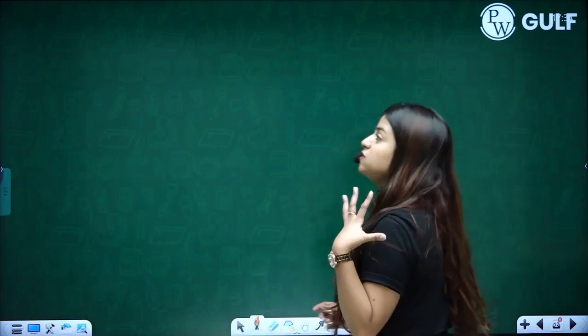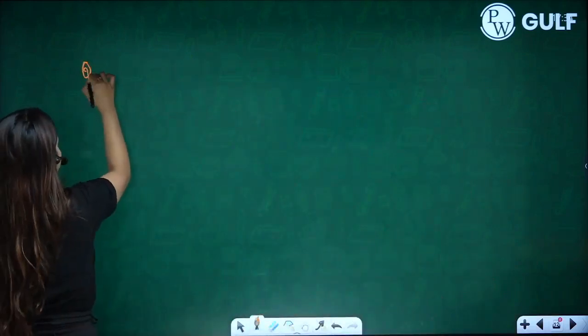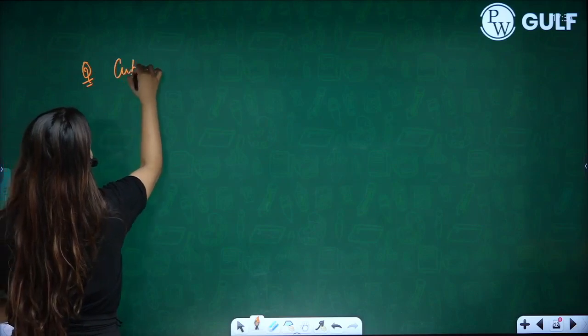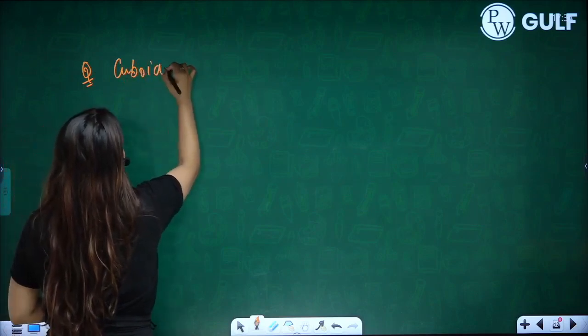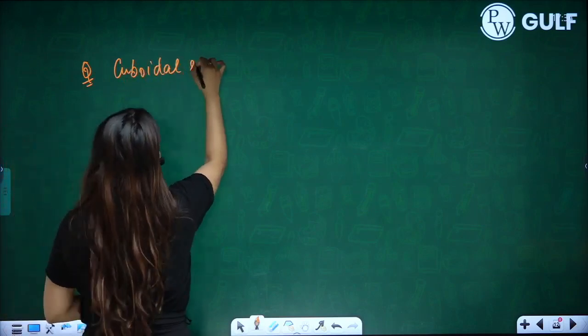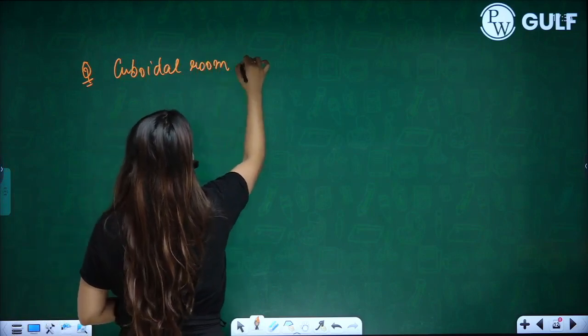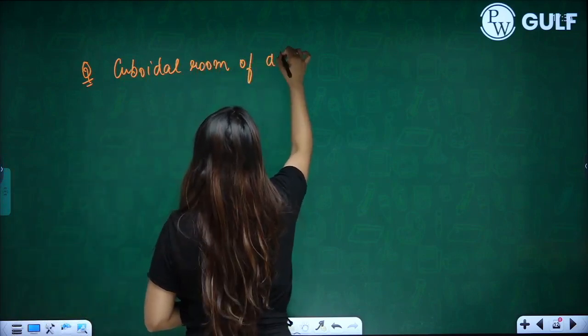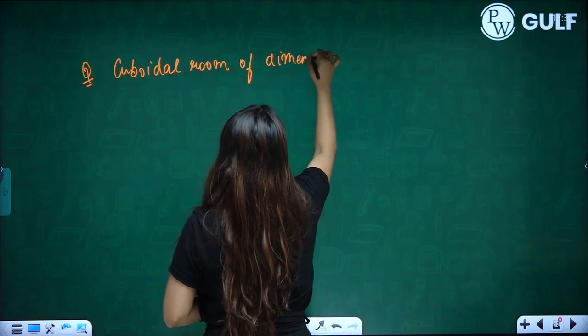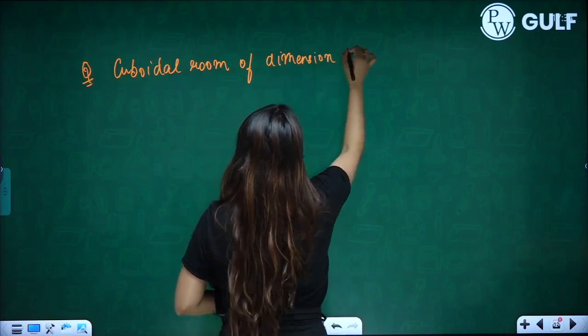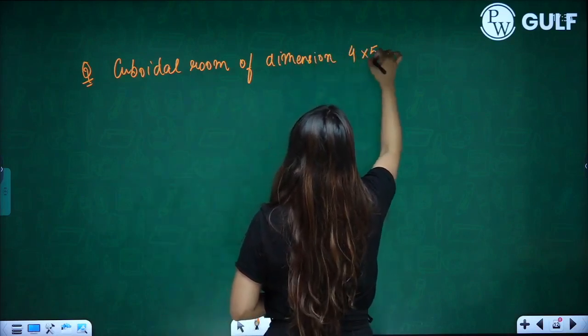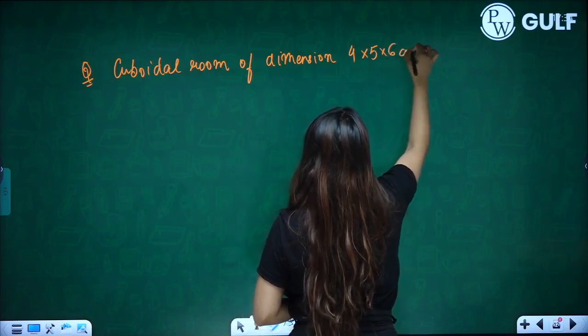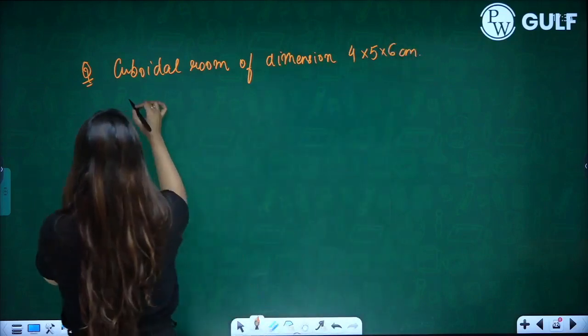The next type of simple question that might come is, for example, say a cuboidal room, right? Basically it's a cuboidal room of dimension 4 into 5 into 6 centimeter, right?